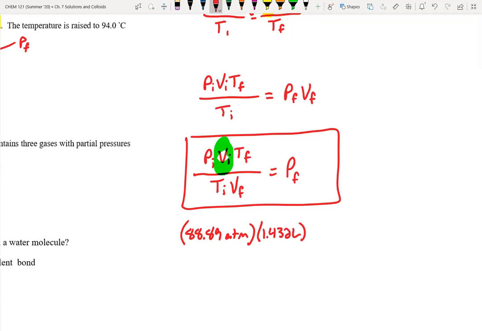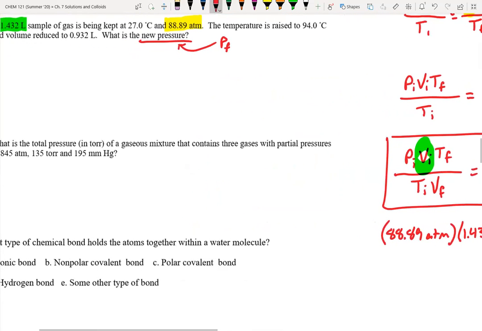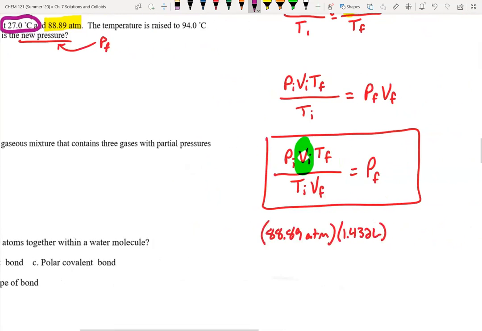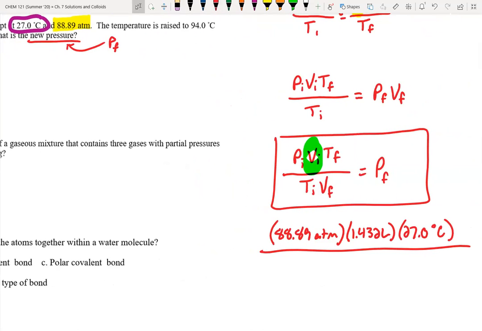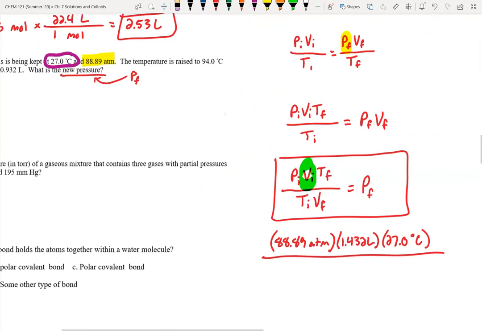And then last but not least, we need our final temperature, which they tell us is 27 degrees Celsius. And we're going to divide this by, oh, sorry, I almost made a mistake. That should be temperature final, right? So the final temperature was 94 degrees. I almost made a big mistake there.